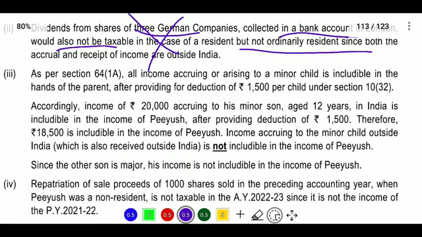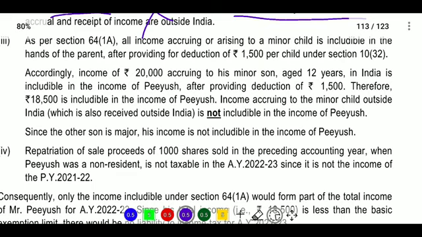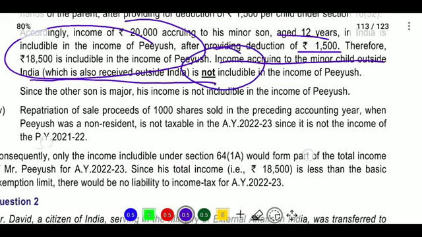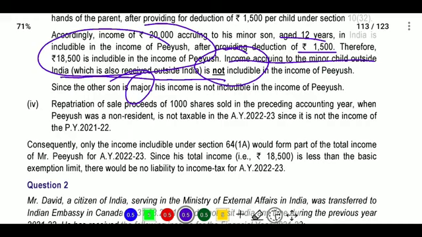Next, as per section 64(1)(a), all income accruing or arising to a minor child is included in the hands of the parent, after providing for a deduction under section 10(32) of 1500 per child. Accordingly, income of 20,000 accruing to his minor son aged 12 years in India is included in the income of Piyush after providing a deduction of 1500. Therefore 18,500 is included in Piyush's income. Income accruing to a minor child outside India is not included in the income of Piyush, since the other son is a major, who will not be included, and his income is not included in the income of Piyush.